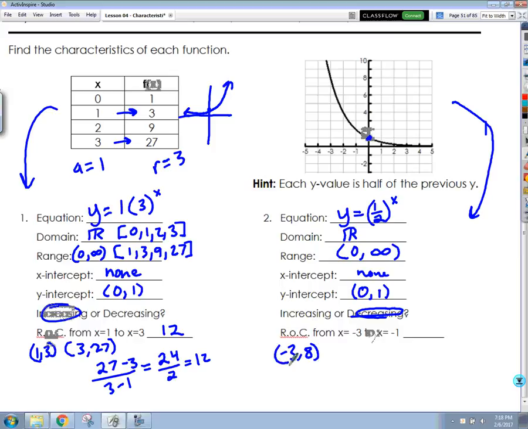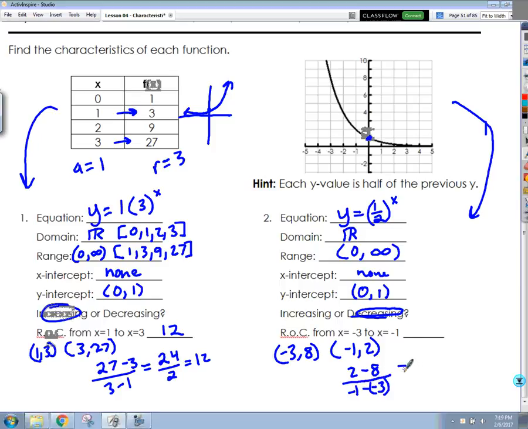If I plugged in negative 1, we get 2. Again, use your calculator to figure that out. So, using my rate of change, I go 2 minus 8, over negative 1 minus a negative 3. Forgot my line.